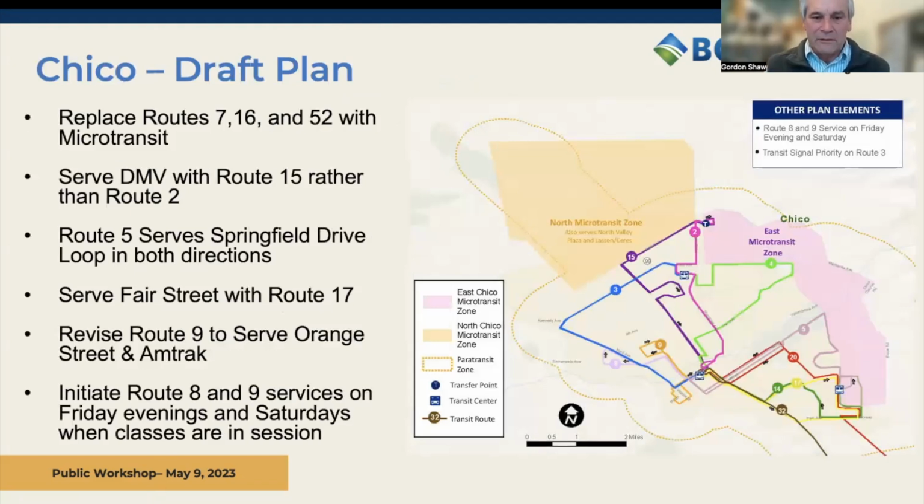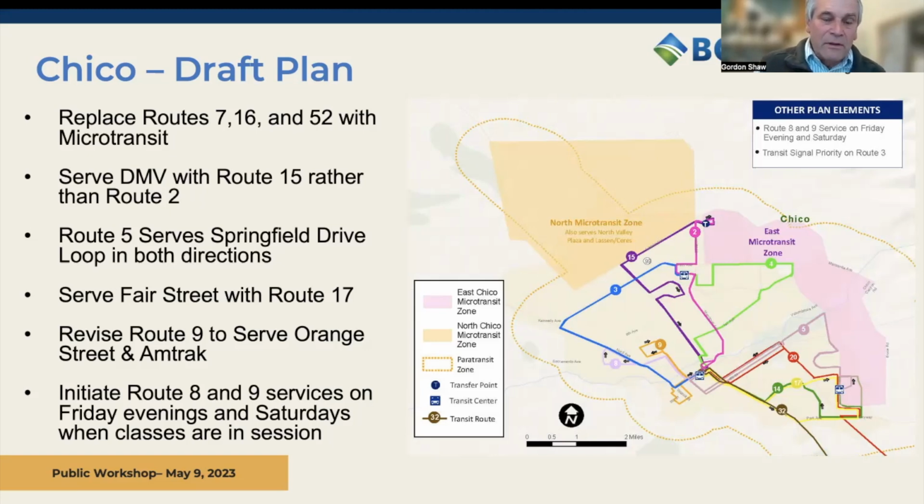So with all that said, what we are proposing, and you can see the map to the right there, is that we set up 2 zones in Chico for microtransit. One, the east zone there, is essentially replacing the existing Route 7, which is good because we can take the dollars that go into Route 7 and instead put it into the microtransit zone. And then another one, that north microtransit zone, is replacing the area that's served by Route 16 at the north end, and then 52 that goes up to the airport. So again, we can reuse those resources in a microtransit zone.